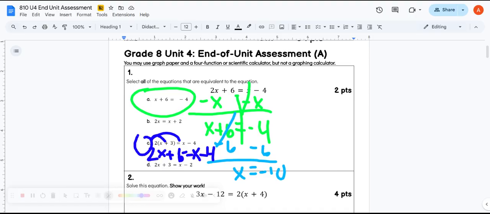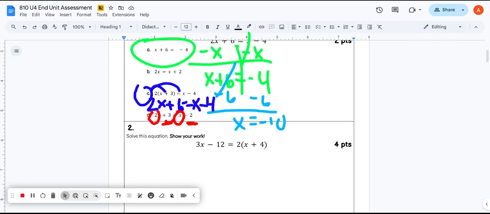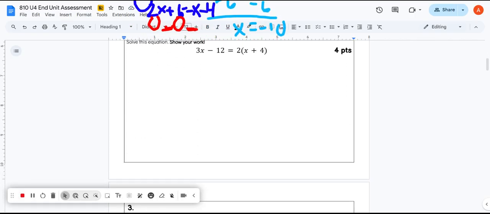And now when I look at answer D, the reason why I didn't choose answer D is because this number here and here, if I go from 6 to 3, I divide by 2. If I go from negative 4 to negative 2, I divide by 2. But the problem is pertaining to the coefficients. They did not change. So that does not represent an equivalent equation, okay? Now we're moving on to number 2. So make those necessary adjustments. We're looking at number 2.